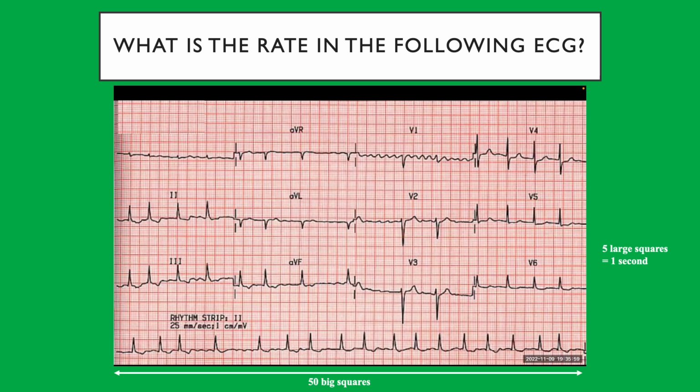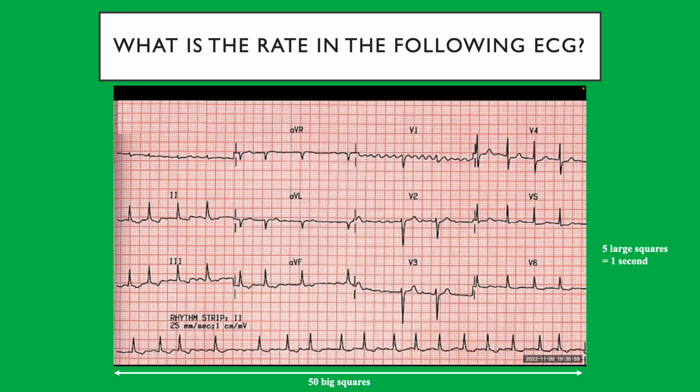What about this one? I'm helping you, right? So this strip is 50 big squares, and you know that 5 large squares is 1 second. Yeah, but this is irregular. Irregular, so you cannot use calculation, you cannot use math. If it's irregular, forget your math, you have to measure it yourself. So I'm helping you here, 50 big squares, and that's a time conversion.